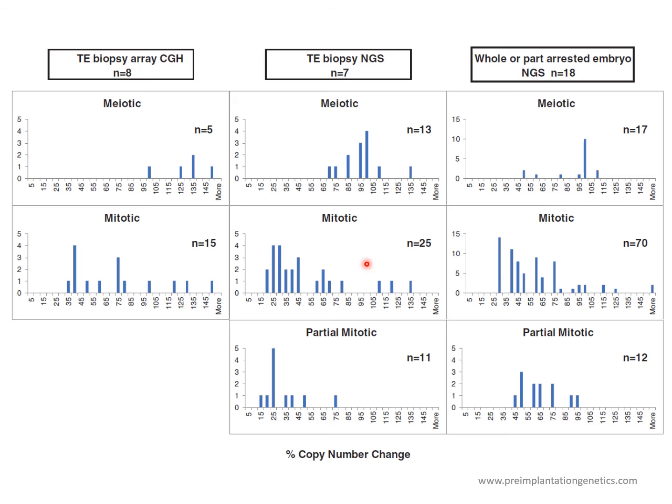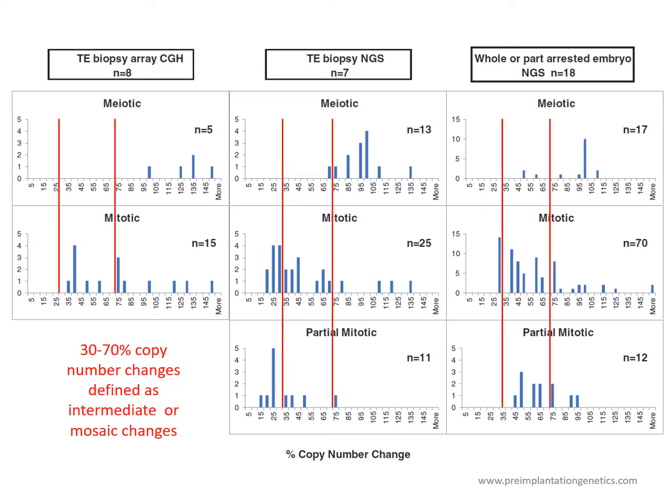So now we were able to measure separately the displacements for the meiotic changes and the mitotic changes, and those are displayed here. If we now superimpose our threshold of 30 and 70%, you can see that all of the meiotic changes, apart from one, would have qualified as full changes and therefore would have been reported as trisomies or monosomies.